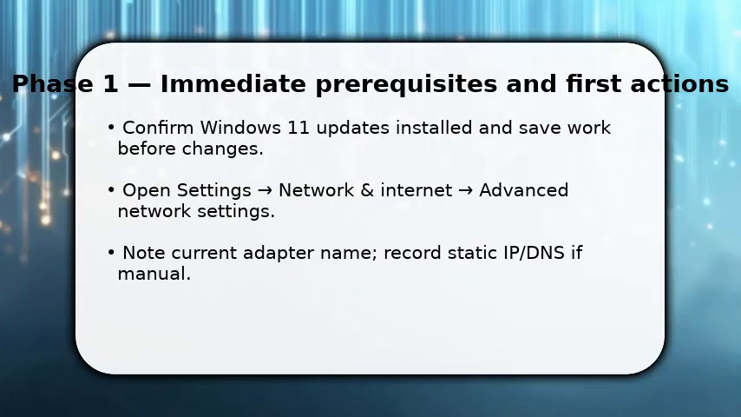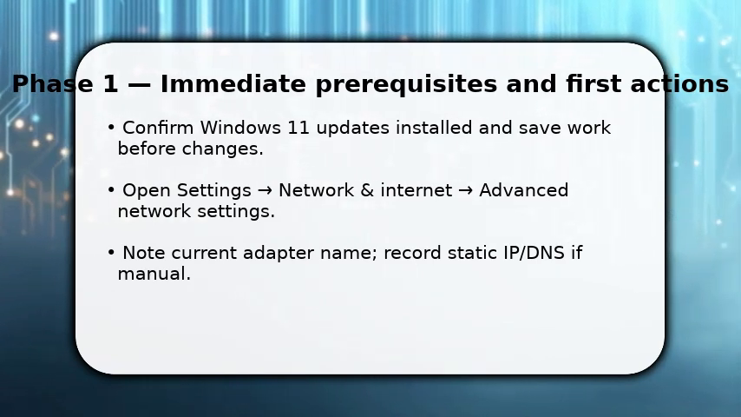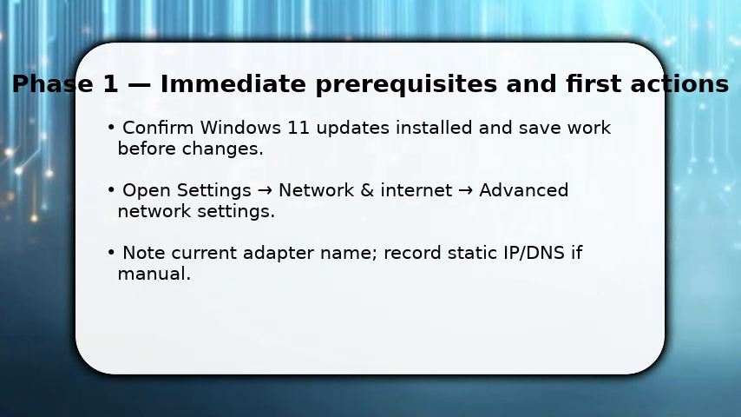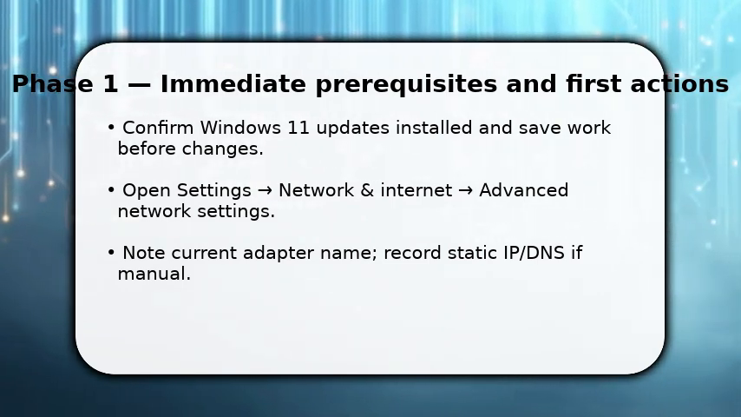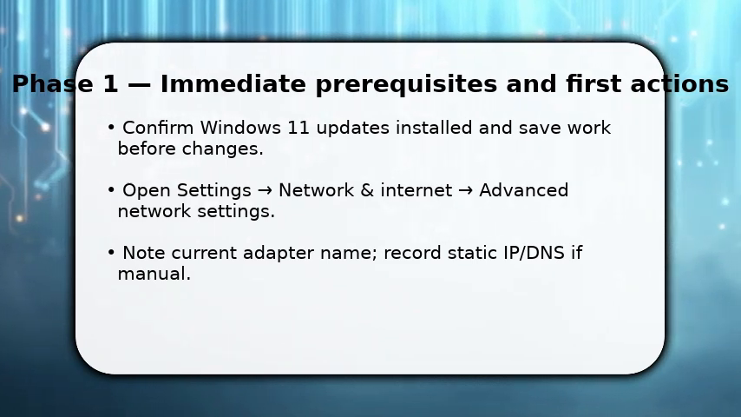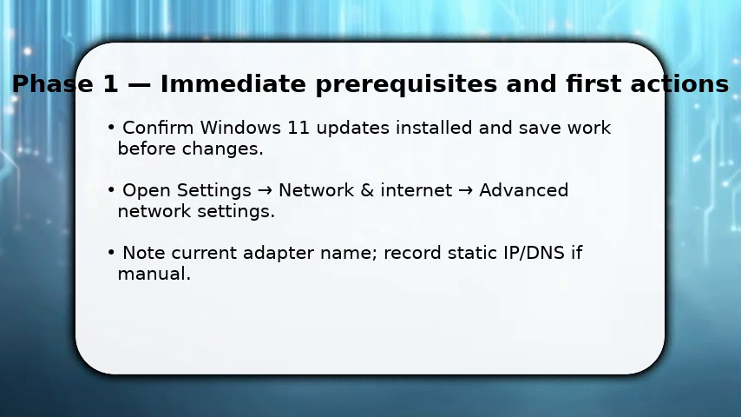You begin by confirming updates and saving work because resets can interrupt connections. Open Settings, go to Network and Internet, then Advanced Network Settings. This is where adapters live. Once there, identify the problematic adapter and write down any static IP or DNS values. You will restore them if needed.